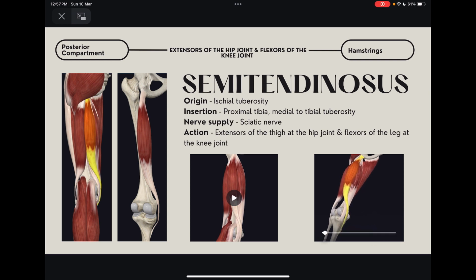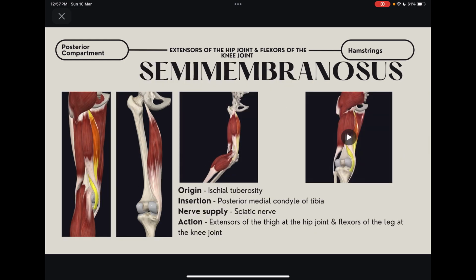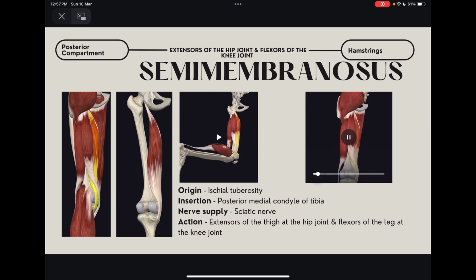The muscle is coming from the ischial tuberosity and inserting just posterior, or just behind, the attachment of the gracilis muscle. So on the medial side, just below the tibial tuberosity on the proximal tibia, supplied by the sciatic nerve, and as mentioned, extension of the hip joint and flexion of the knee joint. The other muscle is semimembranosus, coming from the ischial tuberosity, inserting into the medial condyle of the tibia. So inserting onto the lateral condyle was the biceps femoris, inserting onto the medial condyle was the semimembranosus. Again, it does extension of the hip joint and flexion of the knee joint.